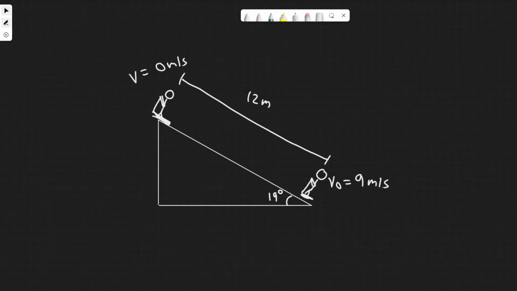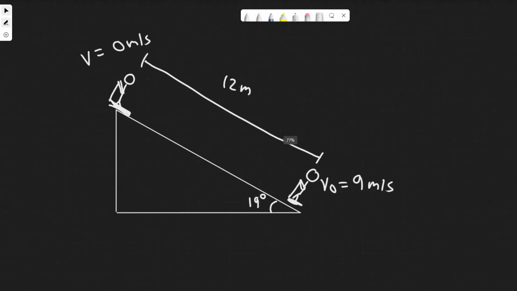So in order to solve this problem, first we've got to understand what's going on. We have this guy, he's going to reach the bottom of this incline, traveling at 9 meters per second. He's going to travel 12 meters up this incline, and then his velocity is going to become 0. We're also given the angle of the incline, which is 19 degrees. And we're going to be solving for the coefficient of kinetic friction because he's moving here.